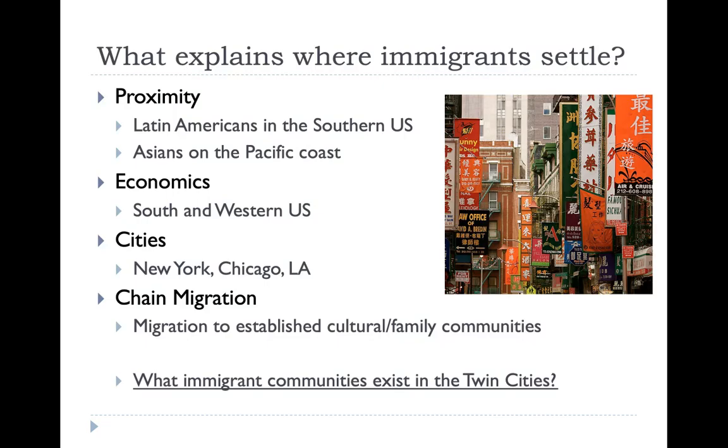So, when people move to the United States, where are they settling? A lot of times, immigrants settle based on proximity to their home country. So, people that are coming from Latin America are more likely to settle in the southern part of the United States. Customs and cultures and language are going to be similar to what they left behind. Immigrants that are coming from Asia are more likely to settle along the Pacific coast due to the West Coast proximity to Asia. It's the closest part of the United States.